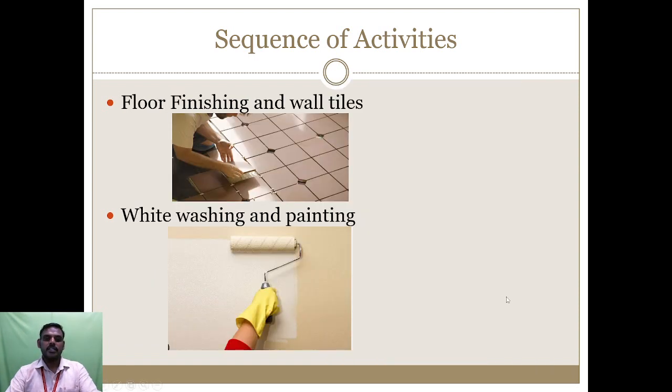Floor finishing and wall tiles protect the walls and floors from moisture movement. Okay, whitewashing and painting will protect the walls and wood materials, both the outside and inside walls also.